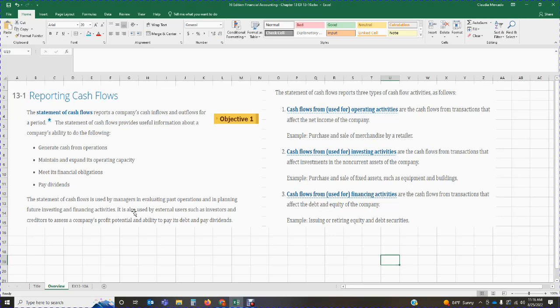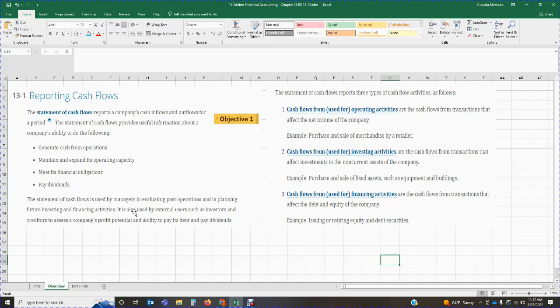Okay, so the statement of cash flows provides useful information about those four things that are very important to internal and external stakeholders. Okay, so the statement of cash flows is used by managers in evaluating past operations and in planning future investing and financing activities. It is also used by external users such as investors and creditors. Okay, so let's say you go to a bank, they're going to ask for your statement of cash flows. They want to know if you are going to be able to pay the loan back. Okay, so it's very important that we prepare and that we understand how to prepare a statement of cash flows.